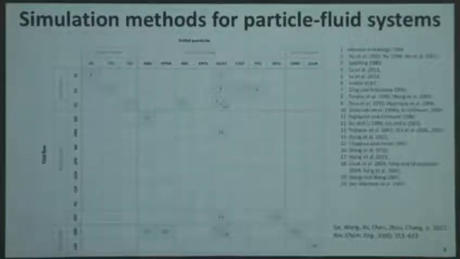So in principle, we can have this two-dimensional matrix, and every cross-sectional cell should present a kind of simulation method. But we can see that at the moment we still have very few choices. So there's a vast space for future development.